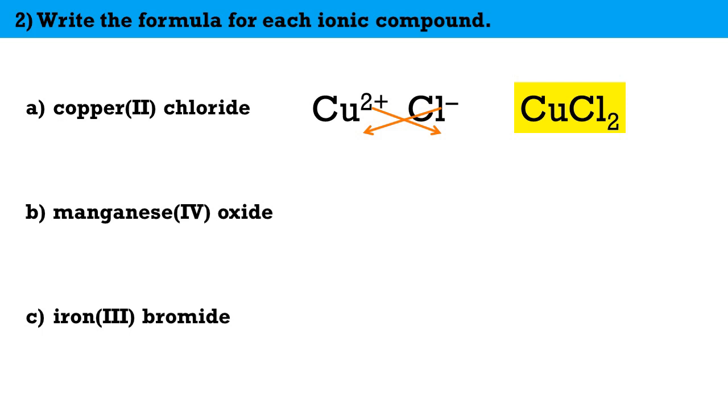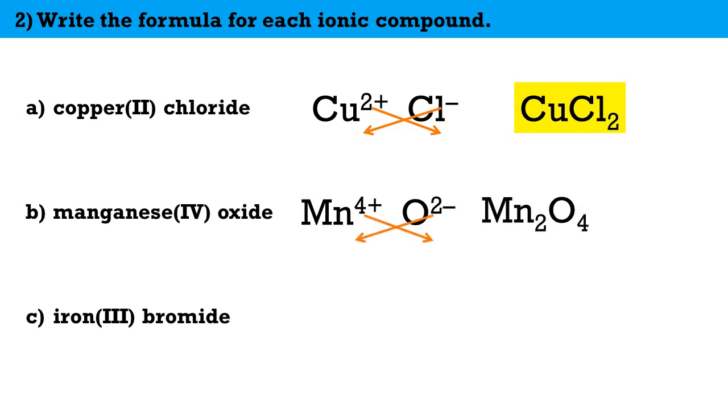Letter B, manganese 4 oxide. The formula of manganese 4 is Mn4+, while the formula of oxide is O2-. By using the crisscross method, the formula will become Mn2O4. Ang ratio ng subscripts ay 2:4. We should reduce this to the smallest whole number ratio. This will become 1:2. So the final chemical formula is MnO2.